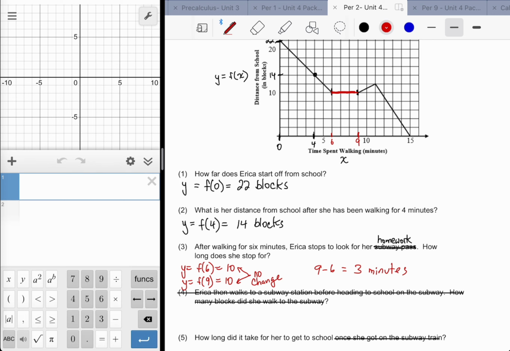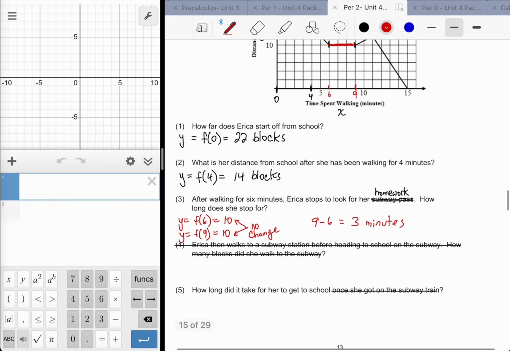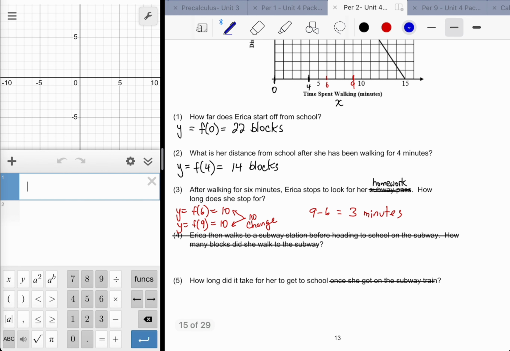And then number 5, which is now really number 4. How long did it take for her to get to school? Well, she's at school when her distance away from school is equal to 0. So we're really asking, when is y equals f of x equal to 0?